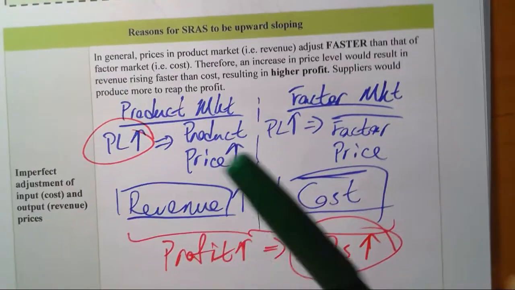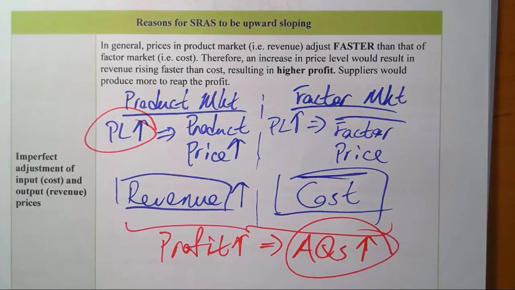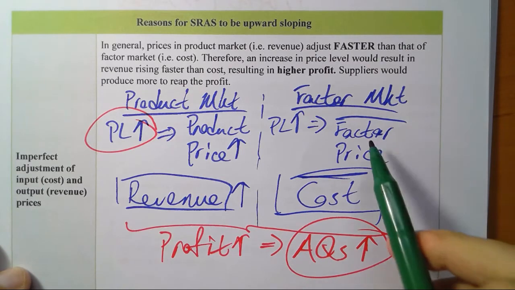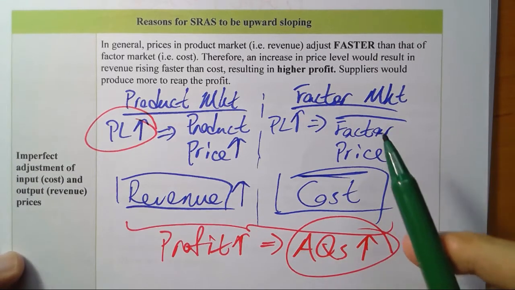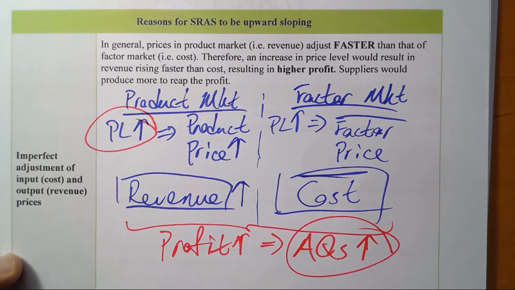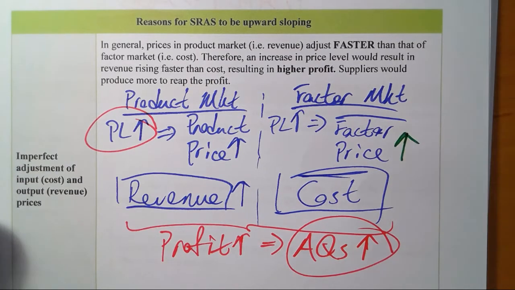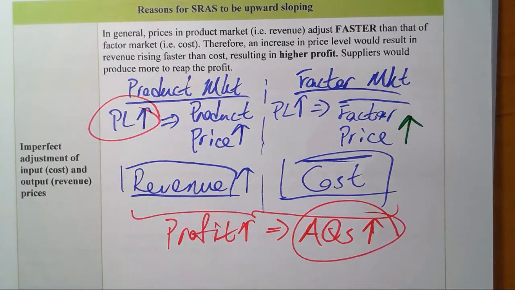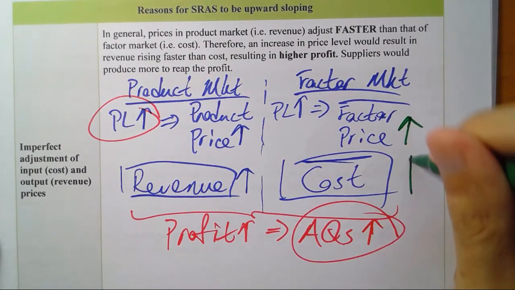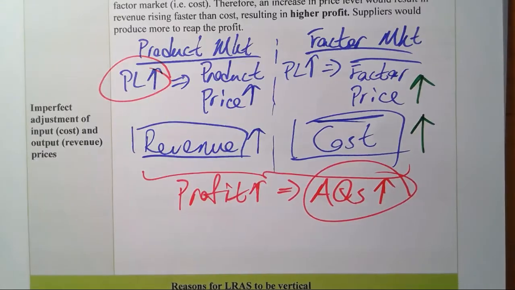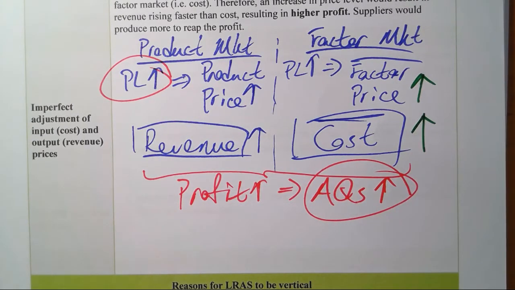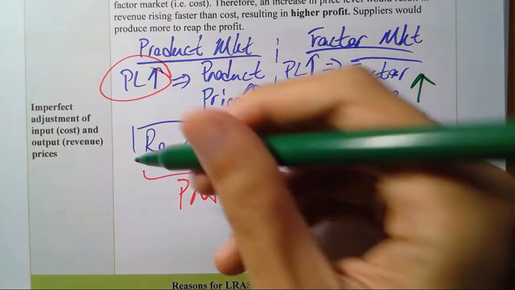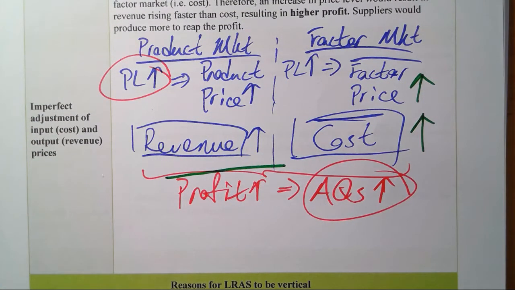Okay, let me use green. So what does flexible pricing mean? It means that now factor price should be flexible to follow product price. Now product price is always flexible. 加價加得好鬼快㗎，係咪啊？But in the long run, factor price also fully flexible. Now when this increase and this increase, in the long run, cost would also increase. Now therefore, revenue and cost increase at the same time, at the same rate, because they are fully flexible. Profit will not change. As profit will not change, AQS also would not change.